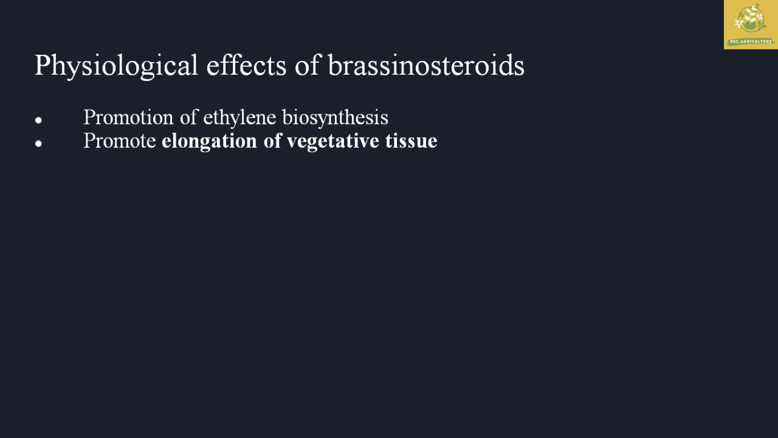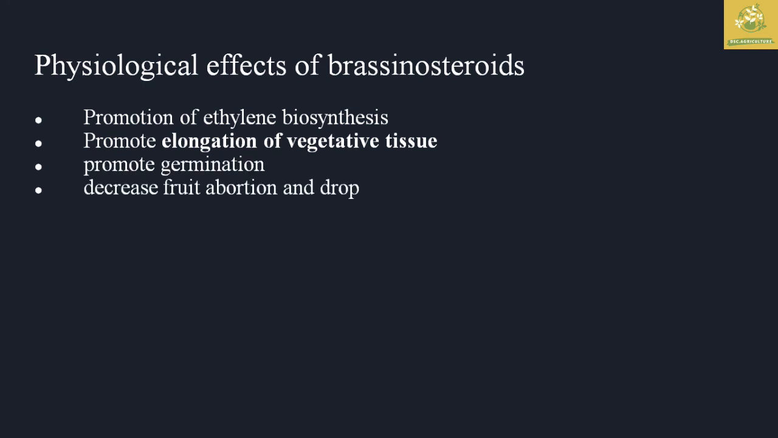The physiological effects of brassinosteroids include the promotion of ethylene biosynthesis in plant cells during the seed stage. They are also used for the elongation of vegetative tissue in a newborn plant, to promote germination, and to decrease fruit abortion as well as fruit drop.